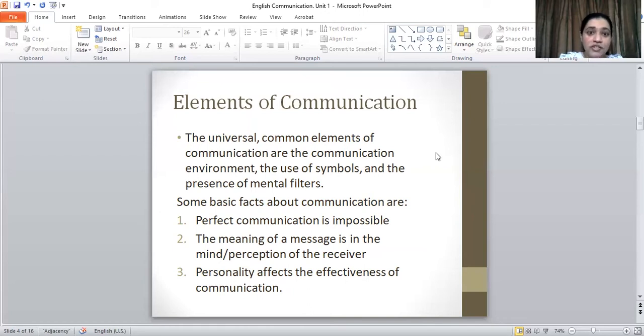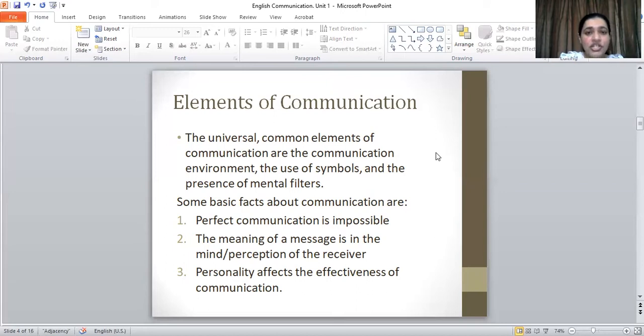First and foremost, let's not forget, perfect communication is impossible. We all believe that we are able to communicate in a more or less perfect manner, especially when it is within maybe your friend circle or your family. But never forget that there is always going to be a loophole. And therefore, aiming for communication which is perfect is next to impossible.